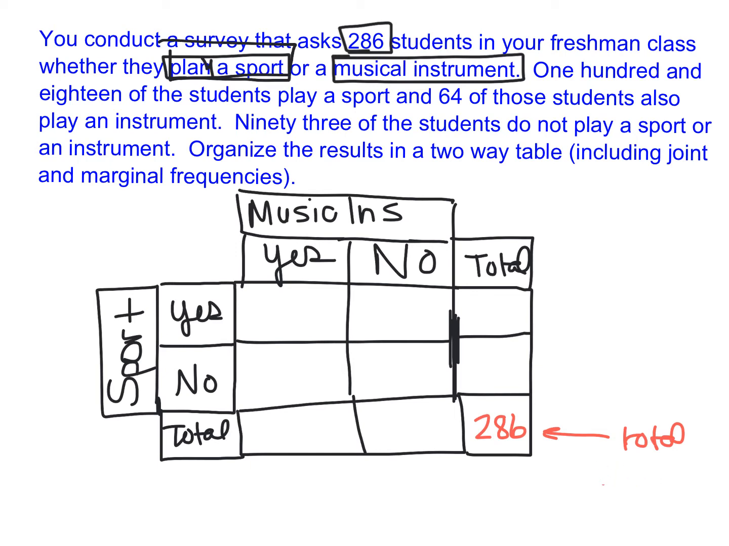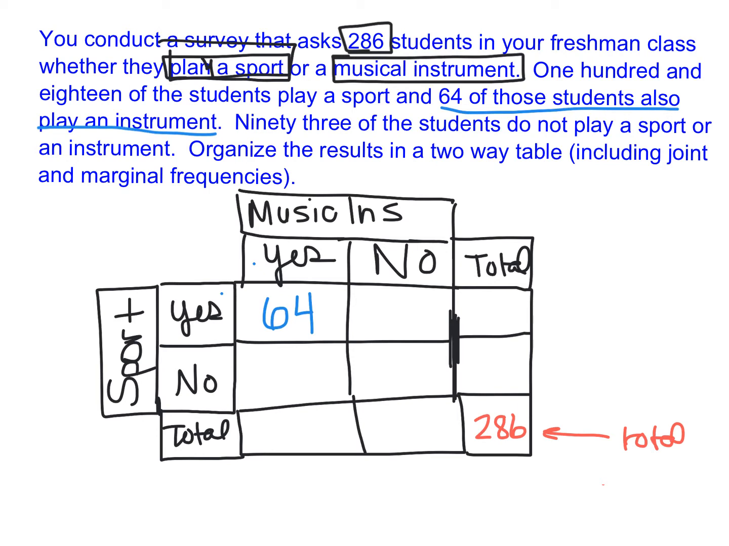Then from here it says 118 of the students play a sport, and 64 of those students also play an instrument. So we've got two pieces of information here. We've got 64 students who play a sport and an instrument. That means they're going to check off yes in both of these categories. So what they've just given us here is our 64. We know that there are 64 students that do both. We also know that there are 118 students that play a sport.